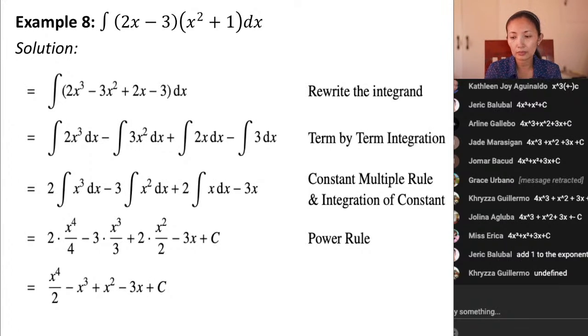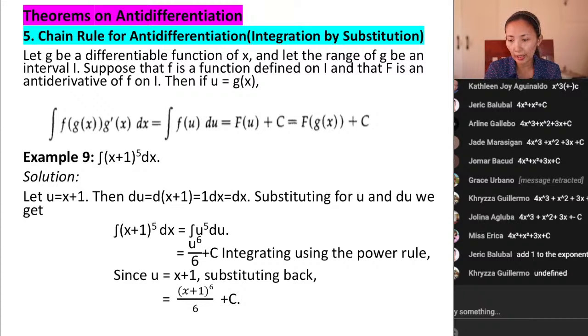Okay, next. Now, we move on to the fifth rule or fifth theorem on antidifferentiation, the chain rule or integration by substitution. Let g be a differentiable function of x and let the range of g be an interval I. Suppose that f is a function defined on I and that F is an antiderivative and u is equal to g of x, then the integral of f of g of x times g prime of x dx is equal to the integral of f of u du, which is equal to F of u plus the arbitrary constant c.